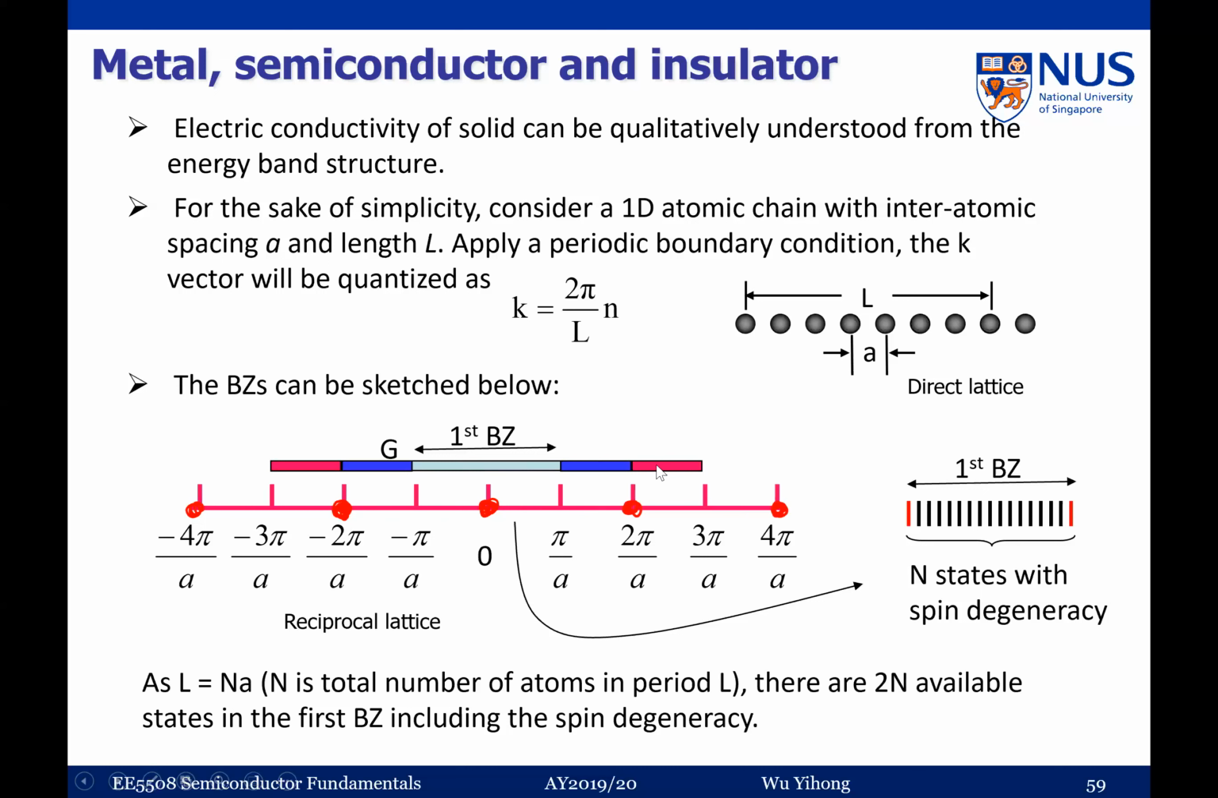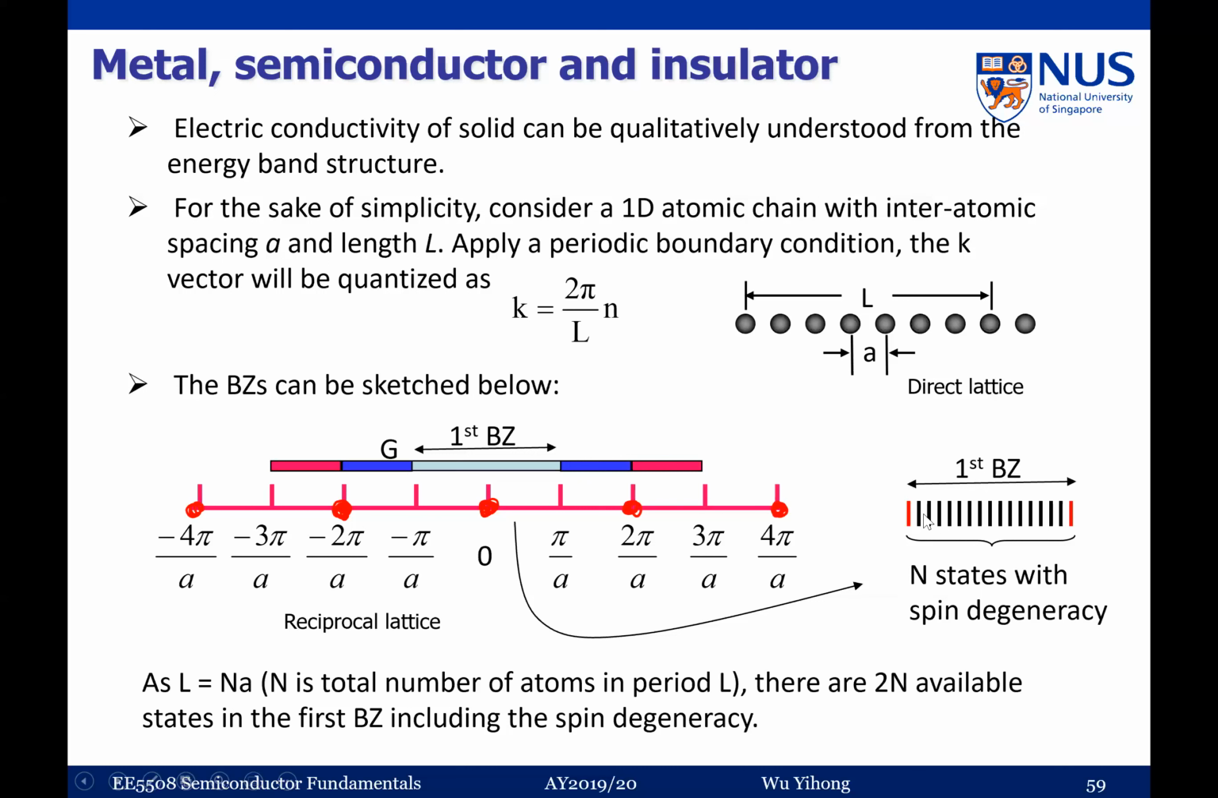And similarly, after that, you try to construct the second one, and I find out this blue region is the second Brillouin zone, and the red region is the third Brillouin zone, right? That's what I found out. And then if you look at the first Brillouin zone, so this is the first Brillouin zone, okay?